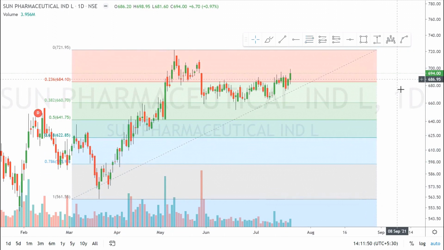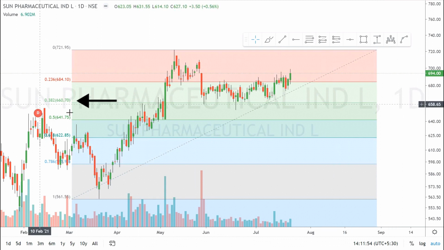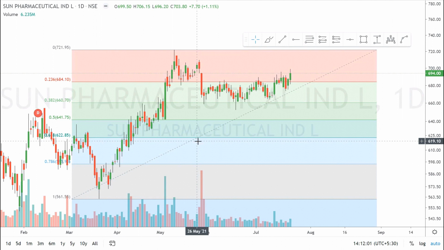We can see that Sun Pharma has formed a strong support zone at the 0.382 levels, and in many of my videos I've already told you that 0.382 levels and 0.5 levels are considered to be healthy retracement points. So this is the first confirmation which we get.